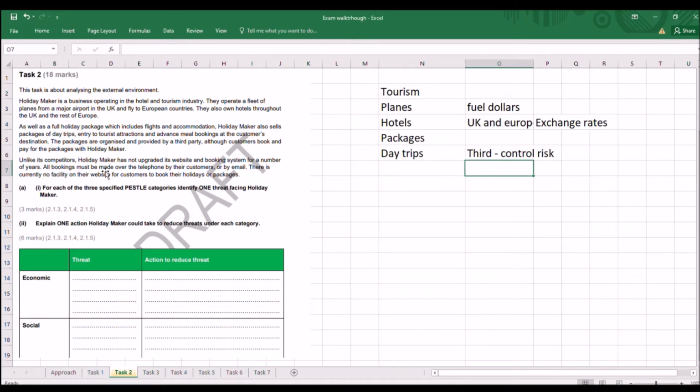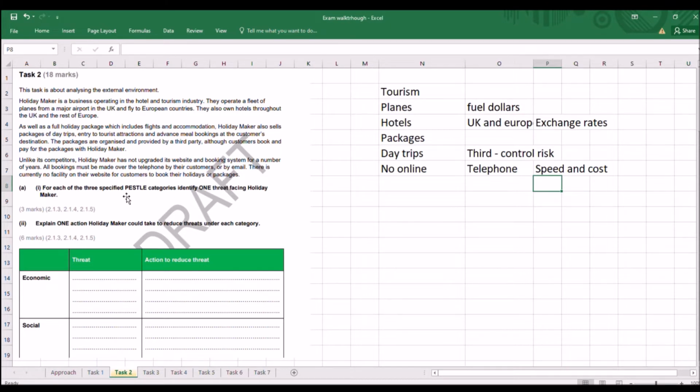Unlike its competitors, Holidaymaker has not upgraded its website and booking system for a number of years. All bookings must be made over the telephone. So no online. We're going to be telephone, so we're going to have speed and cost issues there. All bookings must be made by telephone by the customers, or by email, and currently there is no facility on the website for customers to book their holidays or packages.